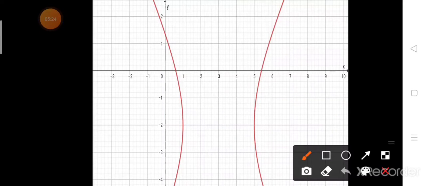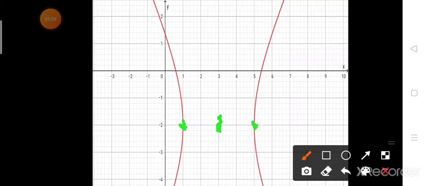According to the solution, we have the center at (3, negative 2). So this is our center. And the vertices are (5, negative 2) and (1, negative 2). So this is our vertices, and this one is the other. Which is our foci?